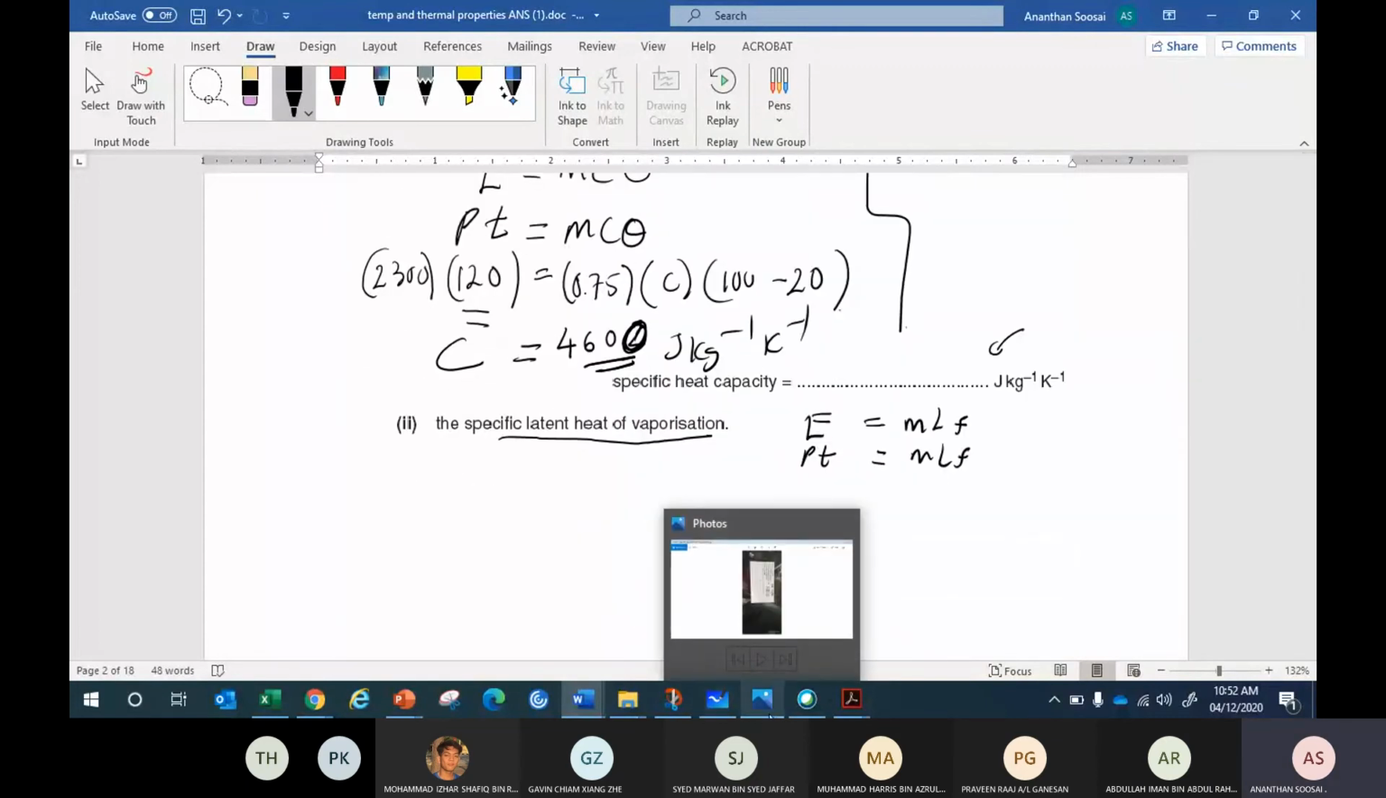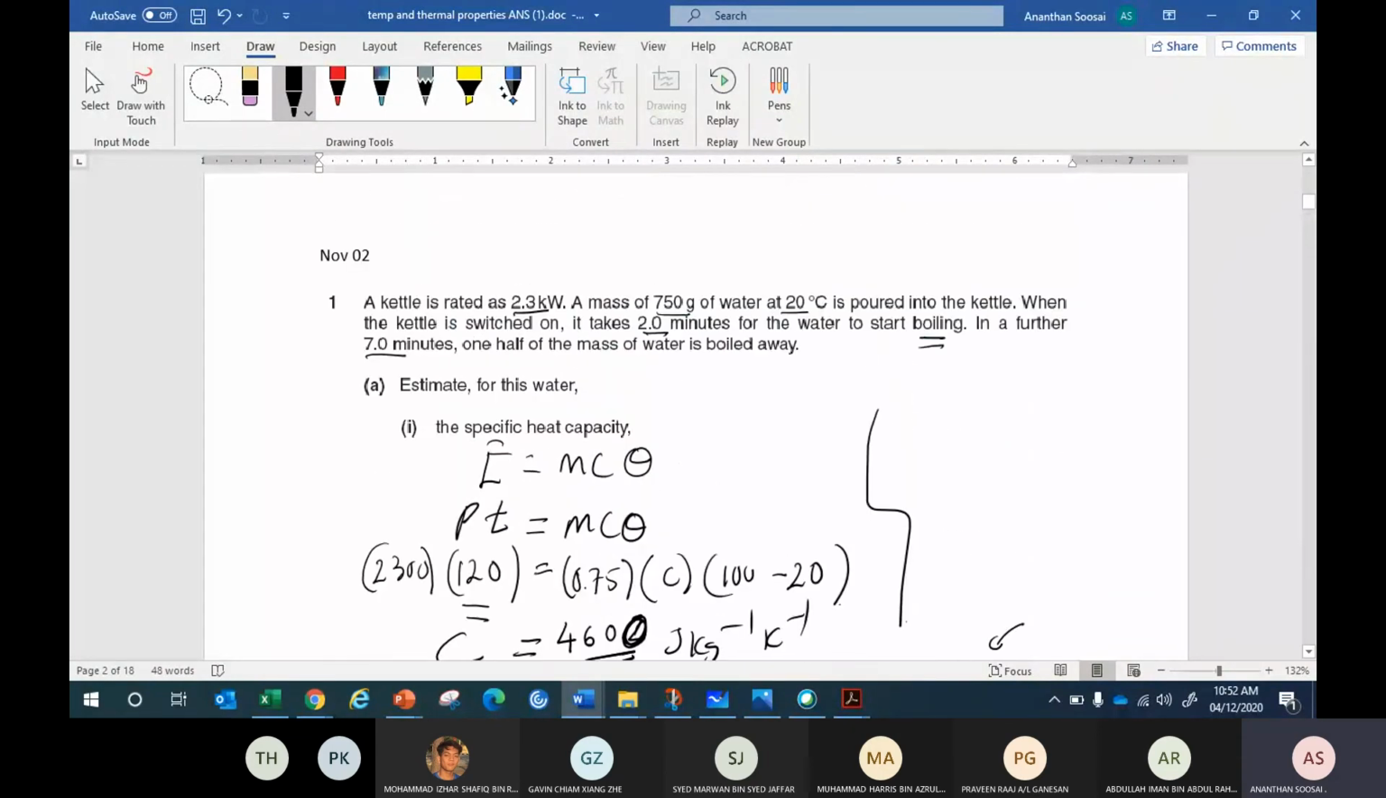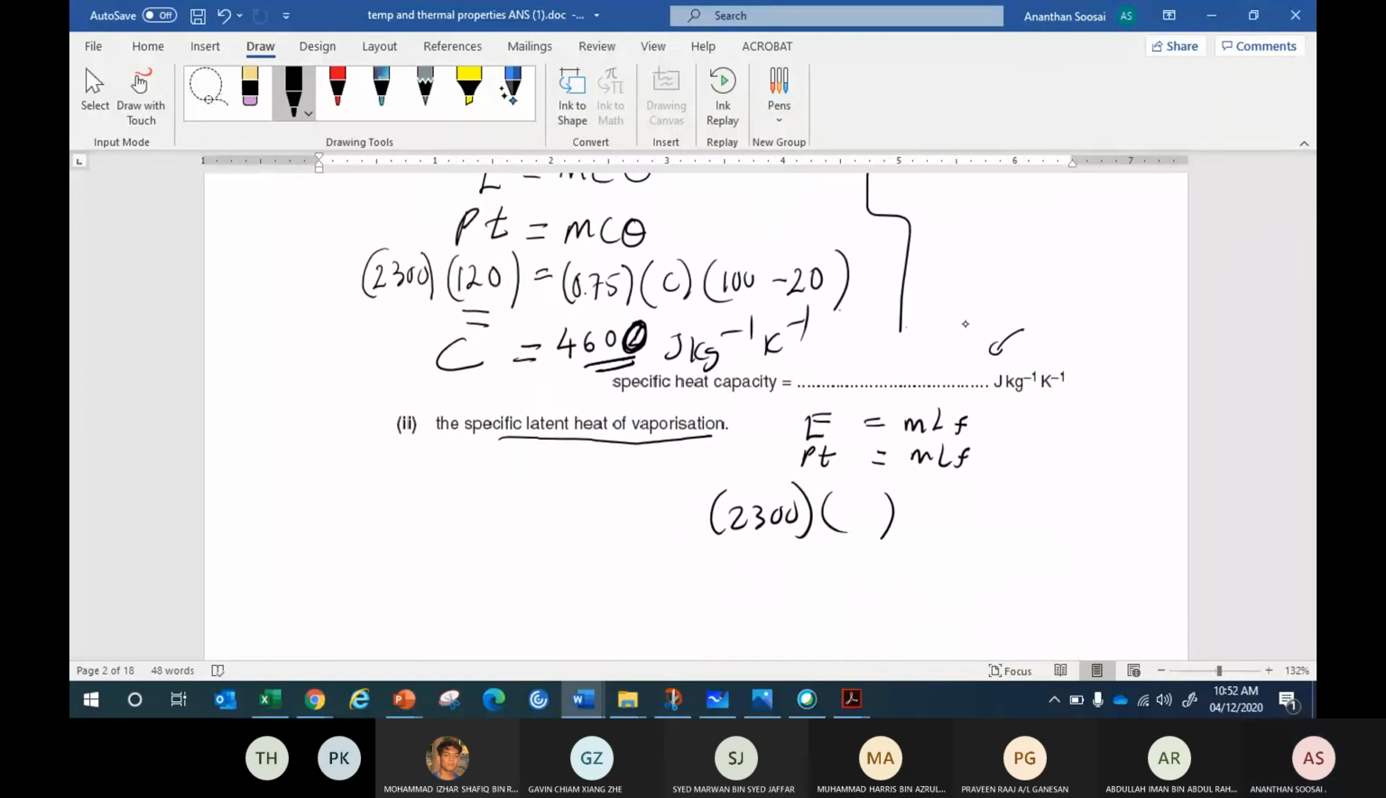What power do you use? The same power. The same heater, right? So it's 2,300. What time do you use? What is the duration it was boiled? 7 minutes. So change to seconds: 7 times 60. The trap is the mass.